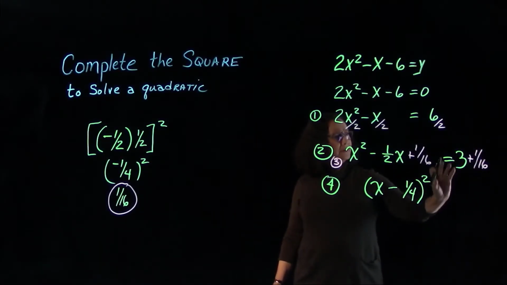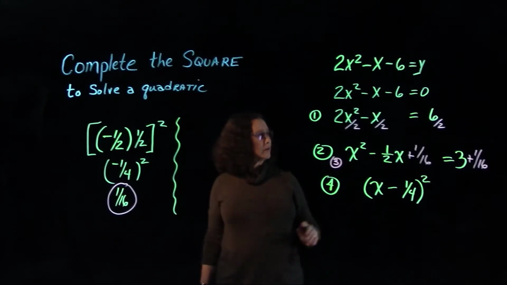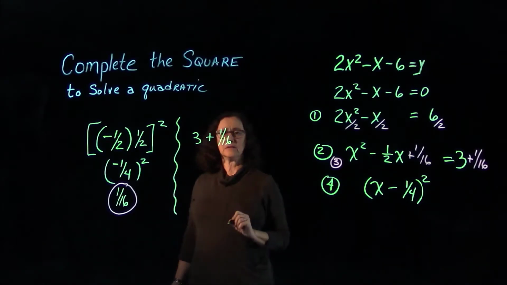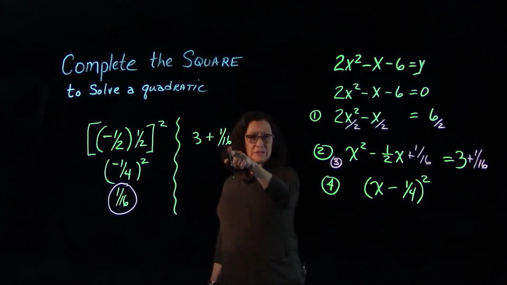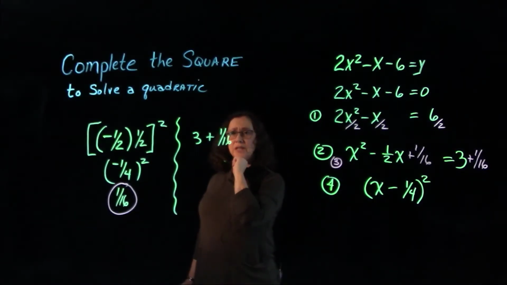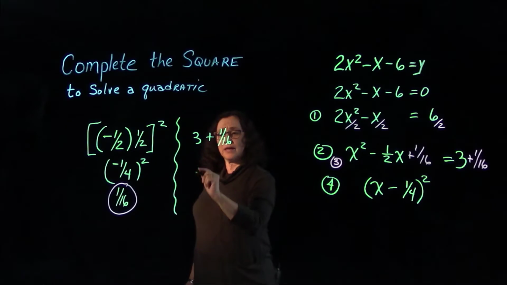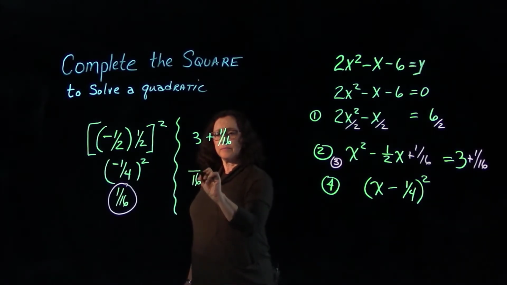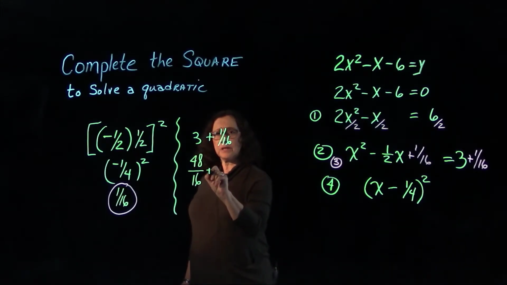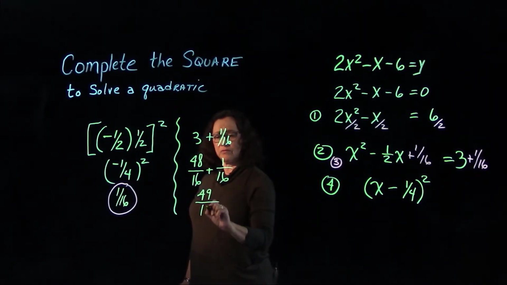This, however, needs to be combined into one term. So I'm going to use this space right here, and I'm going to add 3 and 1 over 16. In order to add a 3 to the 1 over 16, I have to have the same denominator. So I need a 16 in the denominator. And in order to have a 16 down here, I have to multiply both numerator and denominator by 16. So 3 16s, 32, it's 48, plus 1 over 16 gives me a 49 over 16.